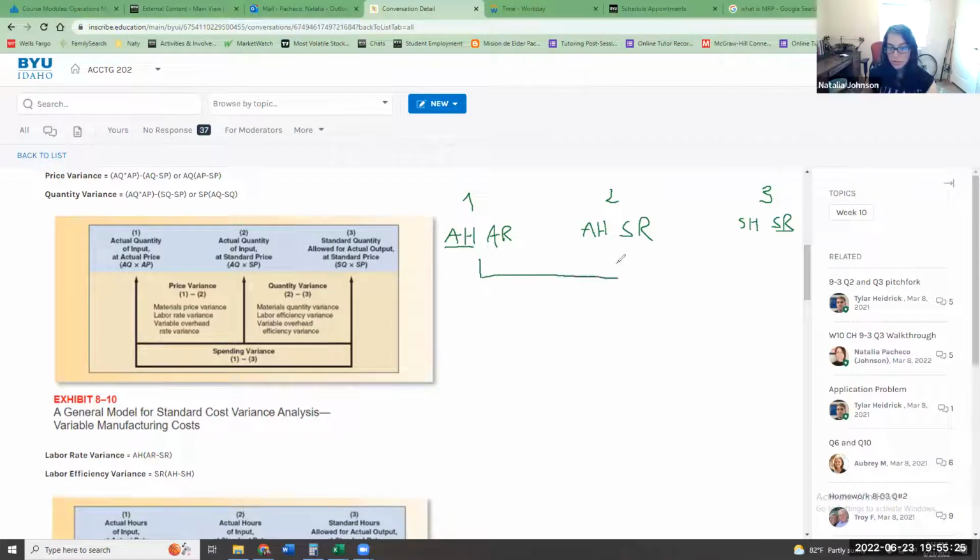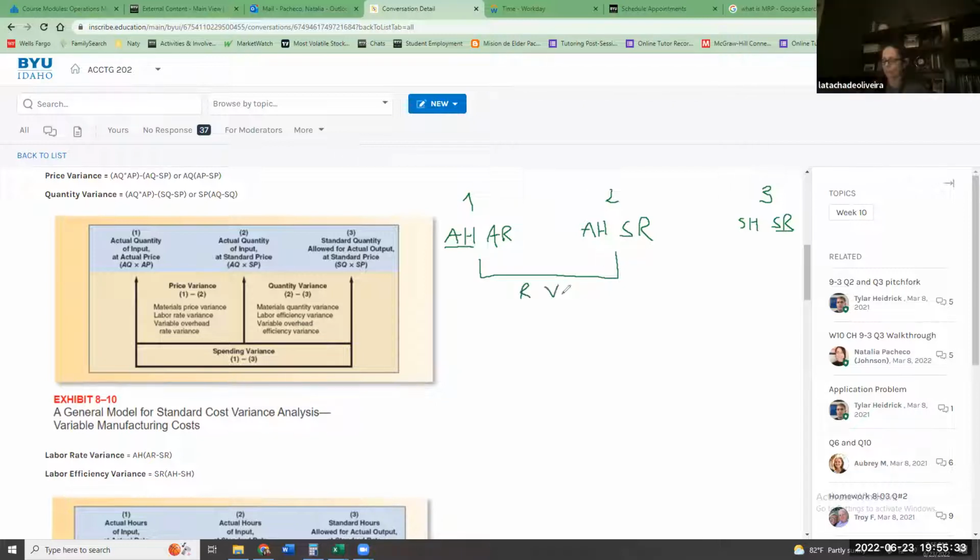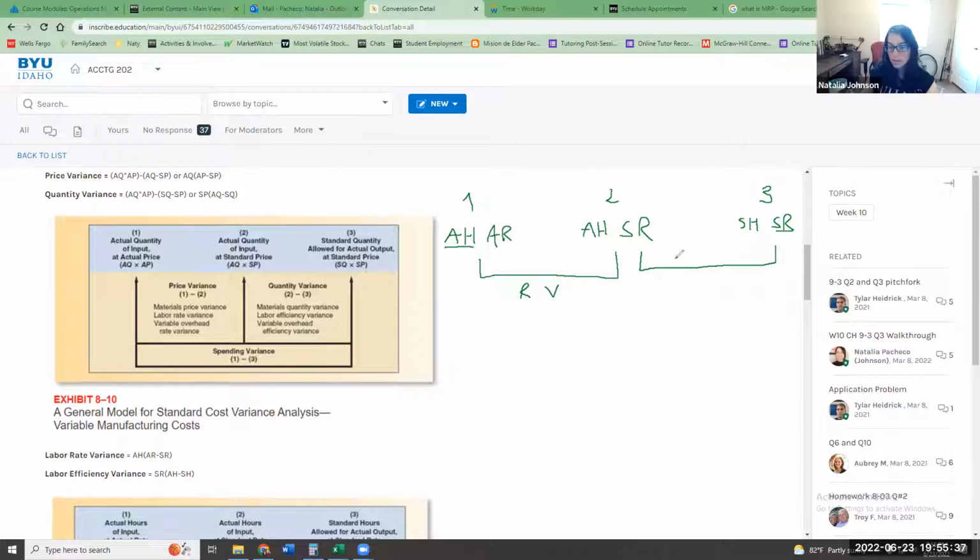Now, if you see the difference of these two, the only thing that they have different is the rate. So this is the rate variance. The only thing that they have different here is the hours. So this is the efficiency variance. And the total is the spending variance.